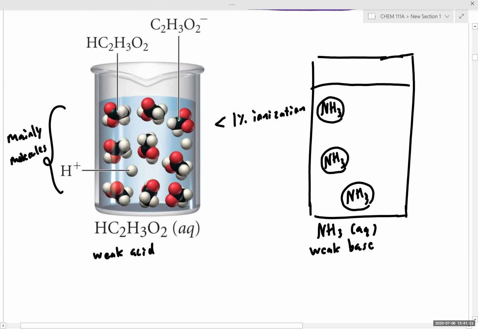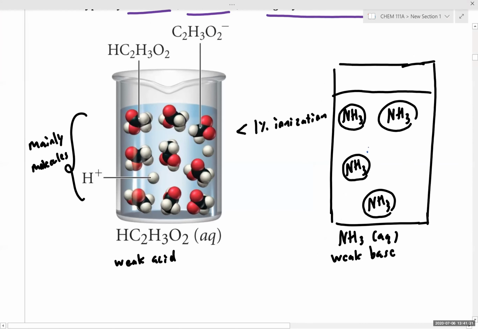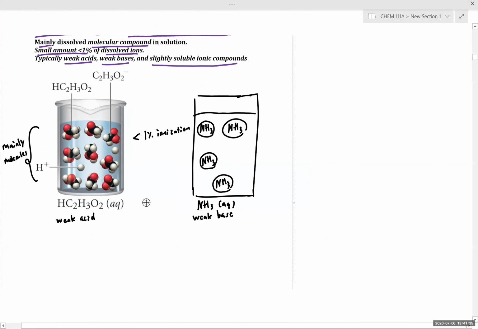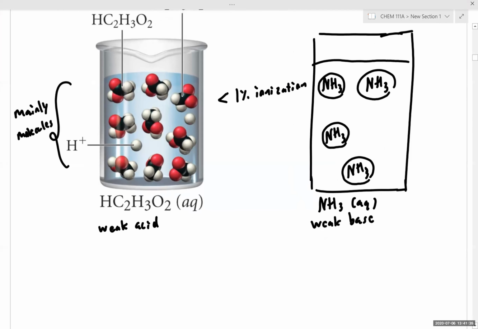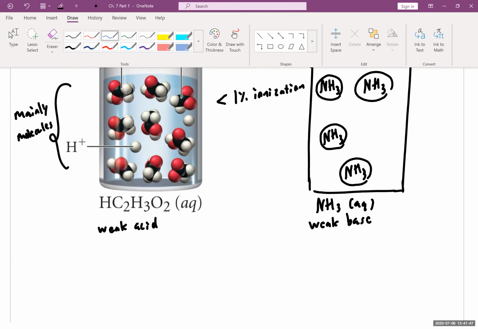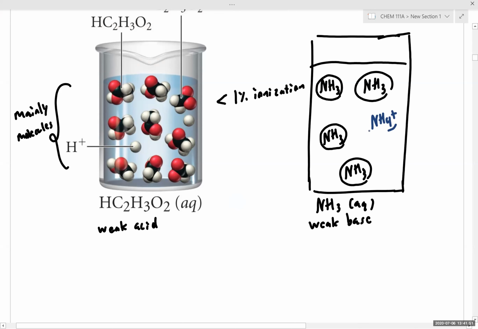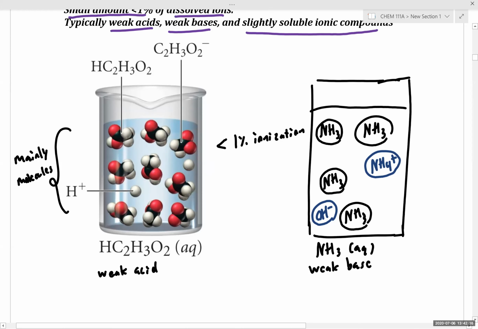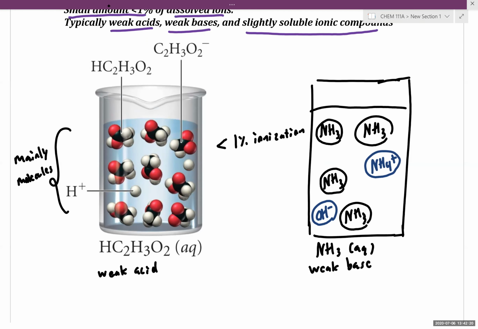And we have a little bit of excitement here in that we have a small number of ions in solution. In this case, a small number. Let me switch the pen really quickly. We have a small number of ammonium cation and hydroxide anion. So the key feature for weak electrolytes, there's a little bit of ionization, but we have mainly molecules in solution. Does this idea make sense to everyone so far? This idea of strong and weak electrolytes? Any questions so far?